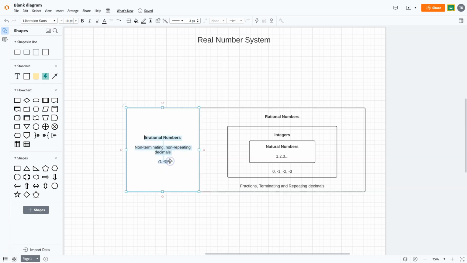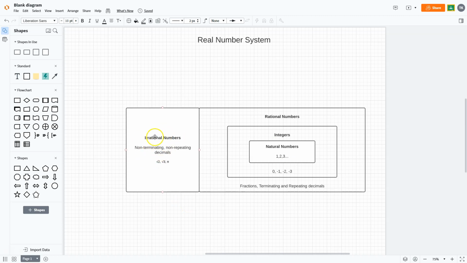You can also think of pi as an irrational number, even though it technically isn't. Pi is actually called transcendental, but the differences aren't worth talking about here. This is a non-terminating, non-repeating decimal, like the square root of 2 and the square root of 3. This together forms the real number system.